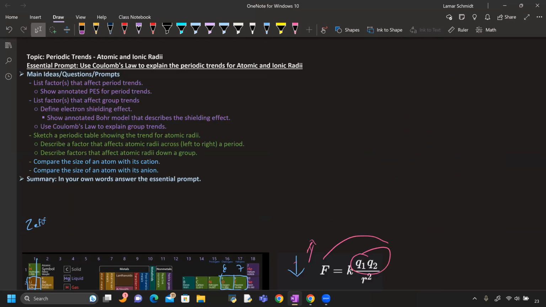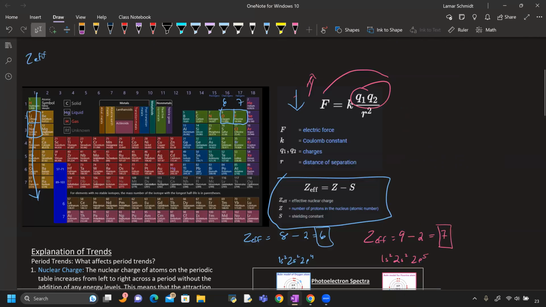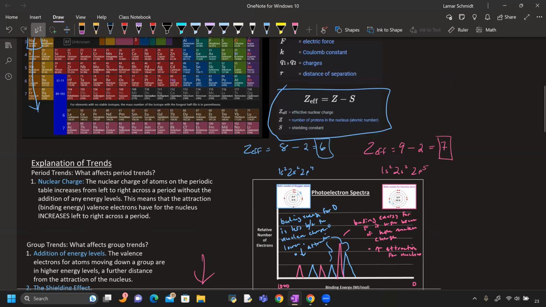That's all I'm going to cover in this video. I feel like I covered enough. And then we will move on. Even though I didn't get to atomic and ionic radii, this will be video 1 for that. And in the next one, we're going to talk about atomic and ionic radii and just knowing how we are coming up with our trends. We should be able to explain period trends and group trends.